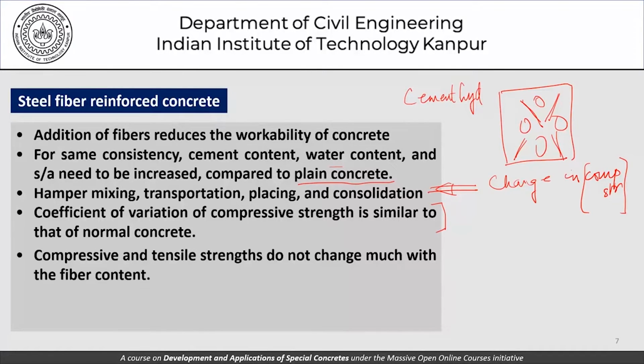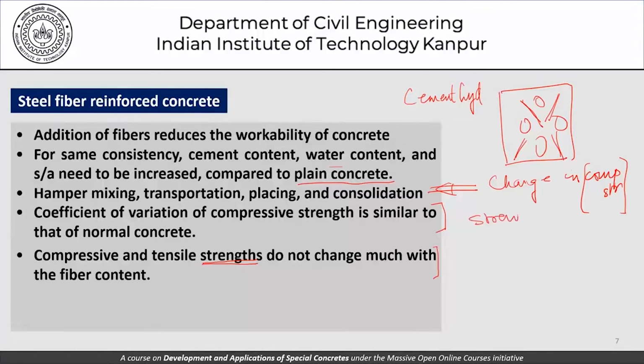Moving forward, the compressive and tensile strengths do not change with the fiber content. This is especially true in low volume addition of fibers. So long as the fiber addition does not exceed say 2%, or at least 1.5 to 2%, we do not expect much change in the compressive or tensile strength as such. Strength means the maximum load that it can take. The strengths may still be the same.